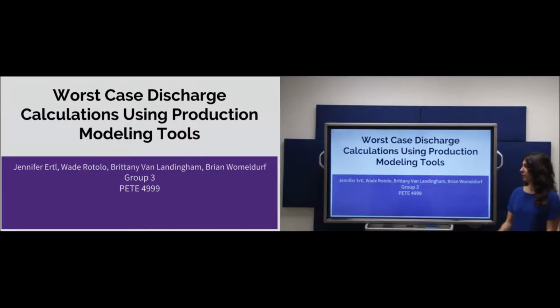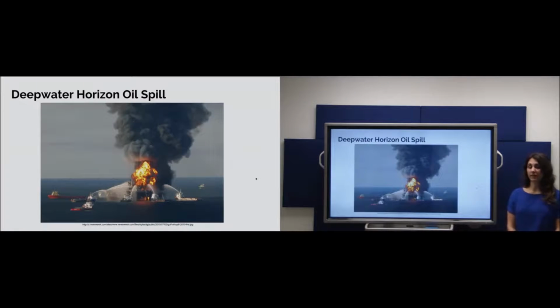Our senior project is on worst case discharge calculation using production modeling tools. In April 2010, the Deepwater Horizon rig had an unfortunate blowout, which was very catastrophic. Since then, industry members have put in place intense regulatory measures to make sure that this event would never occur again.